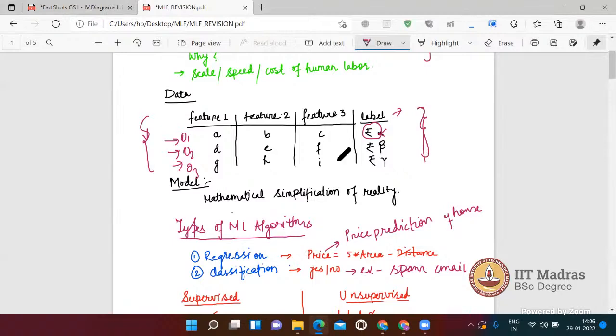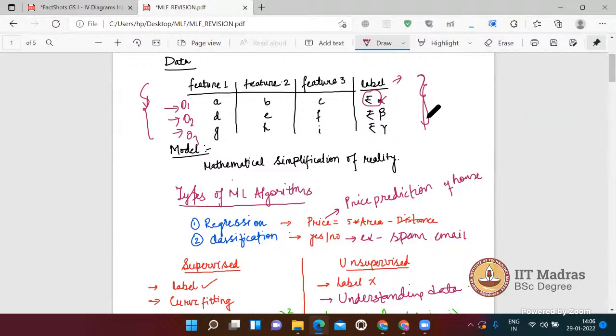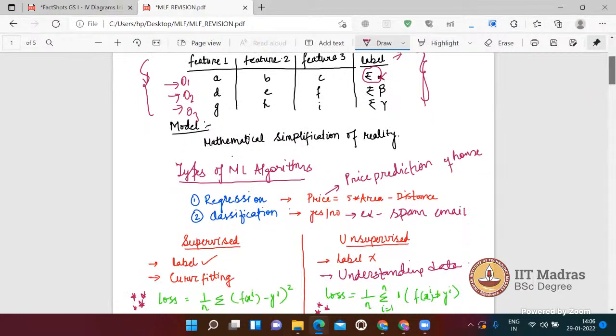Not this one, since here we have very little data, but if you have data of thousands and millions of observations, that can help us in developing some algorithm. Okay, we have discussed the model. Also, a model is simply the mathematical simplification of reality. Next, we'll discuss the types of ML algorithms.